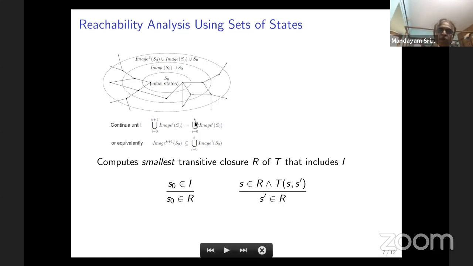This one is showing a pictorial way of computing this transitive closure relation. And that's how these symbolic model checking algorithms you will see will be designed and devised. Any questions? Do you understand this? Okay.